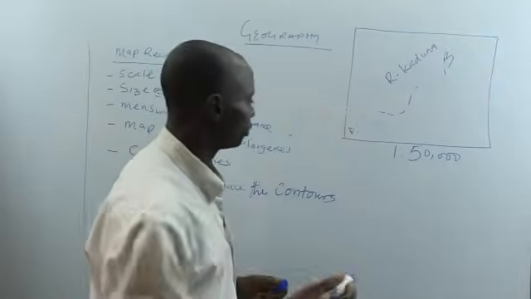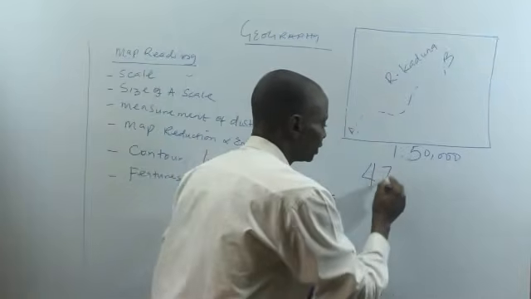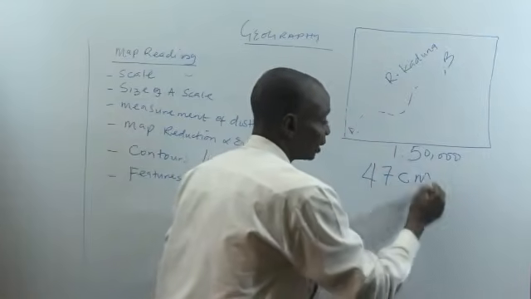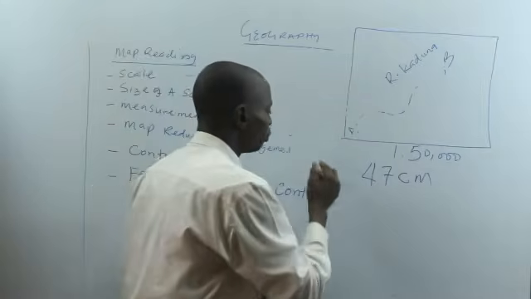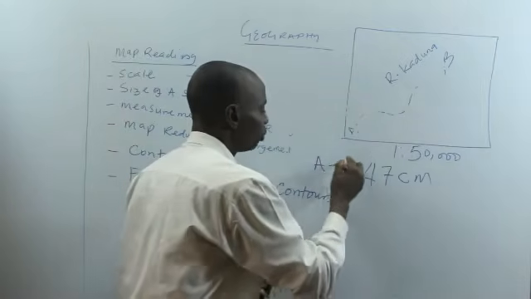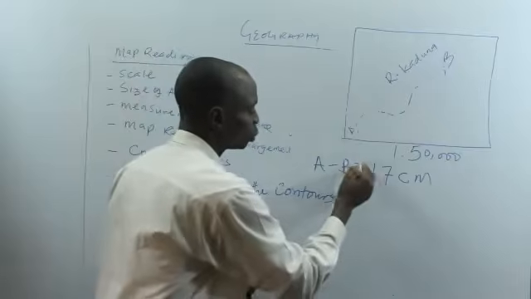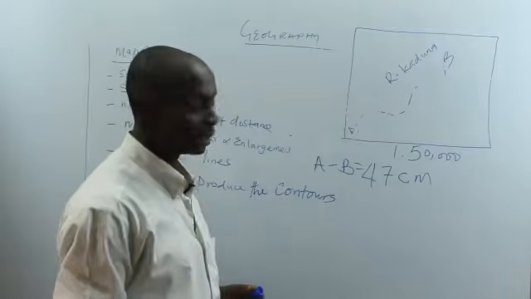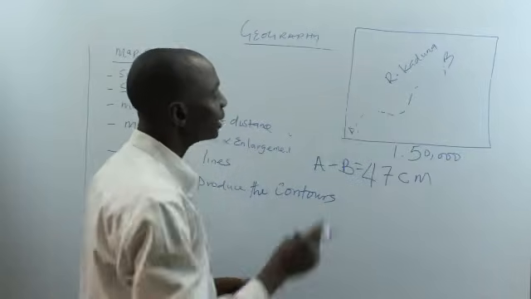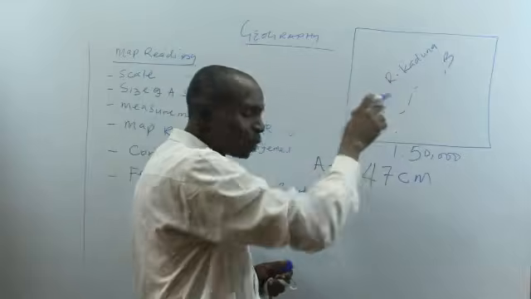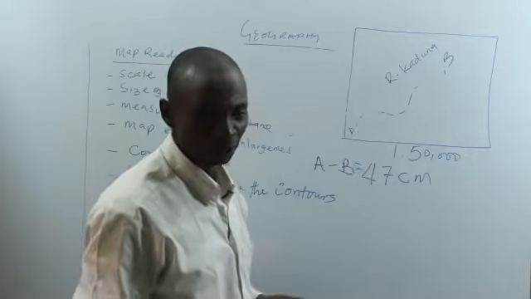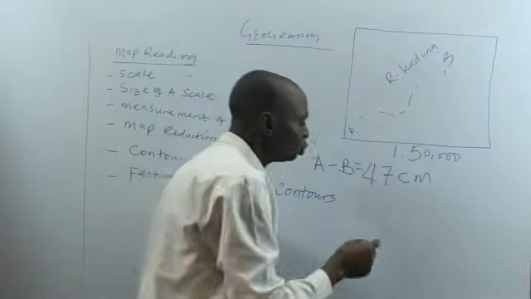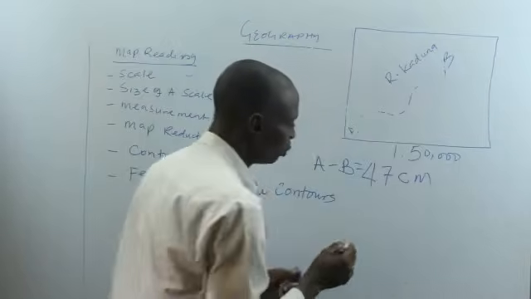Okay, thank you. 47 centimeters. That is point A to point B, equals what? 47 centimeters. Now, what is the actual distance if this river were to be on the ground? Now, what do you do? Follow me, look at it.